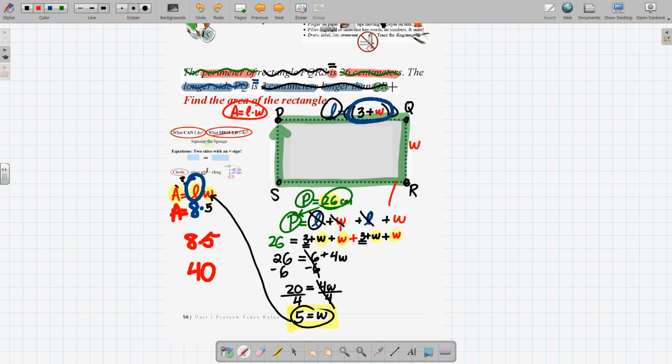I check for units. My original units were centimeters for perimeter, so area is going to be centimeters squared because it's the second dimension. So the area of that rectangle is 40 centimeters squared.